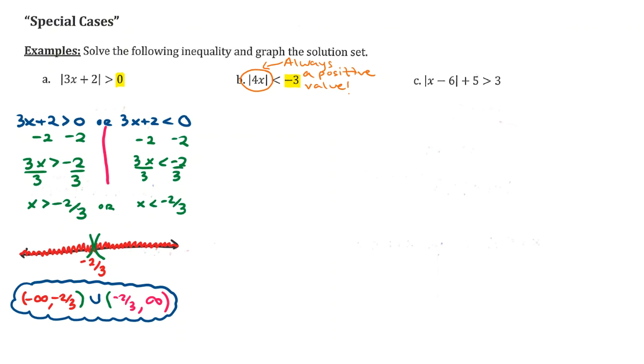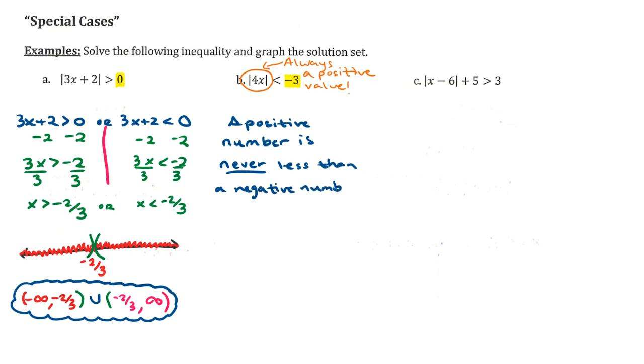And because of that, we might be able to conclude what we should put as our answer for this absolute value inequality. So here's the deal. A positive number is never less than a negative number. I think we can all agree that that's true.